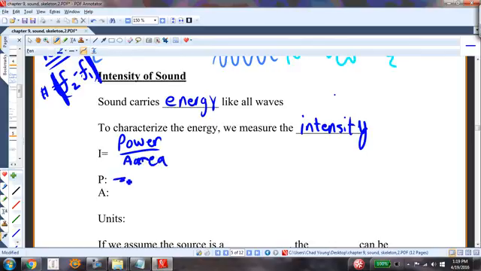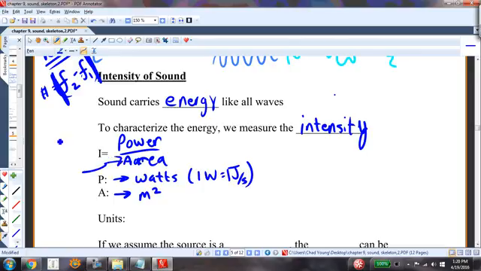The power is in units of watts. The area is in units of meters squared. Remember, guys, that a watt is equal to 1 joule per second. It is an energy per unit time. And then the area, of course, is a distance squared. So our units are going to be watts per meter squared.